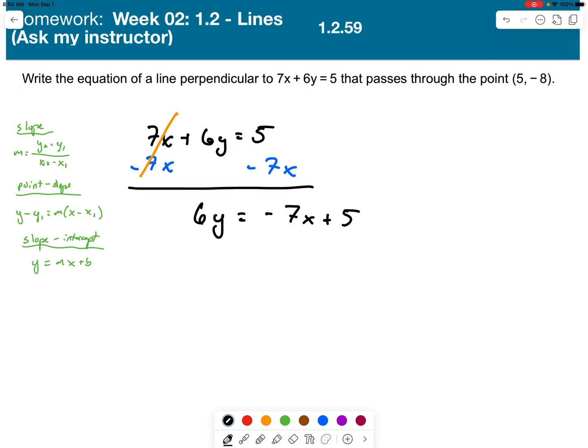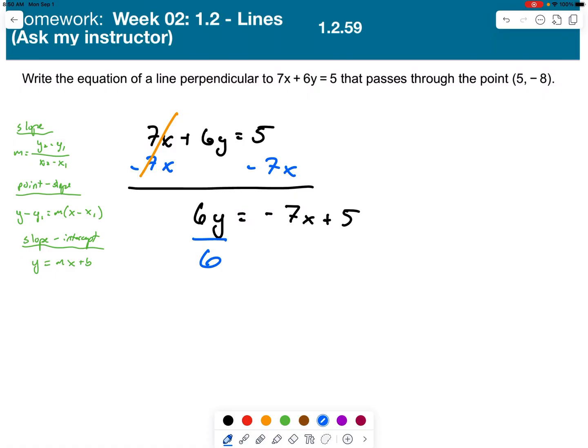And then we have 6 times y. The inverse operation of multiplication is division, so divide by 6 on both sides. When we divide by 6 on the right, we need to divide every term, because we're dividing by a monomial, one term. That means we need to distribute. Dividing by 6 is the same as multiplying both sides by 1 over 6.